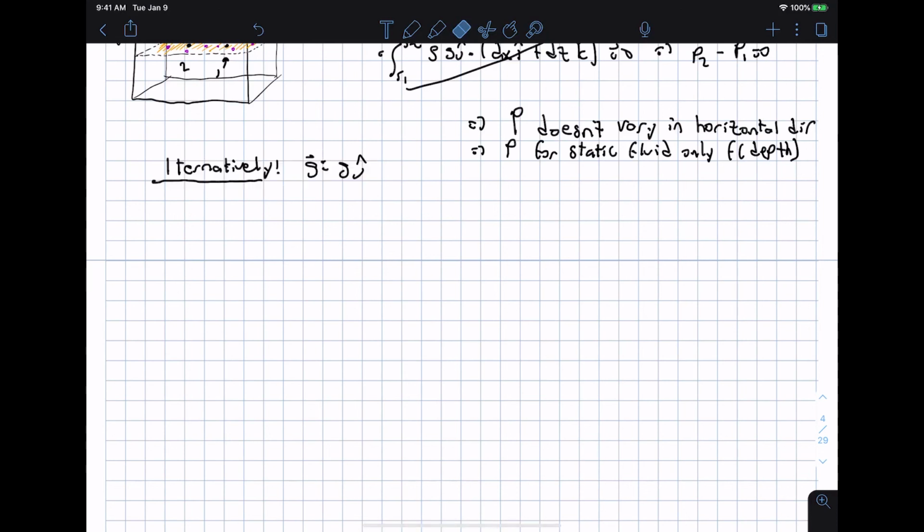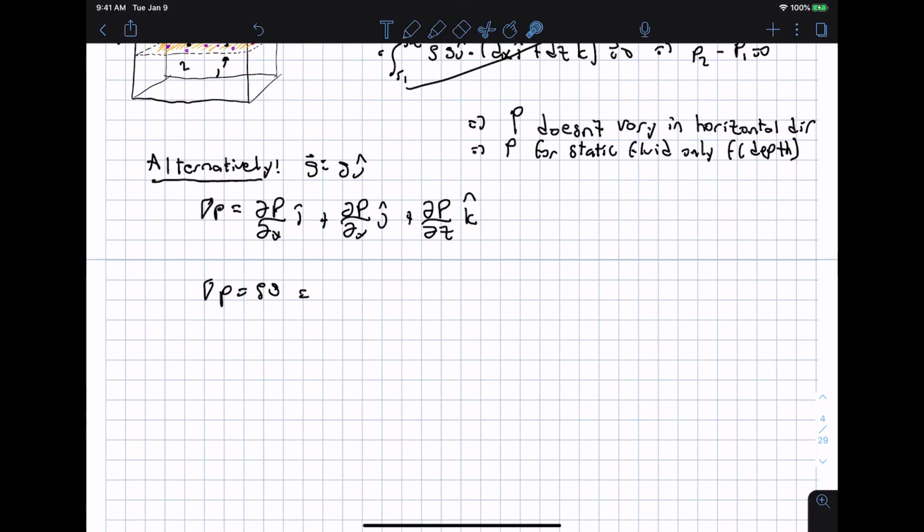The other way you can show this is to work with our result directly. Alternatively, we have g equals g j hat, and recall that grad P equals partial P partial x i hat plus partial P partial y j hat plus partial P partial z k hat. We also had that grad P equals rho g. So we can take this for g and substitute it in, and substitute grad P in. This implies that partial P partial x i hat plus partial P partial y j hat plus partial P partial z k hat is equal to rho g j hat.